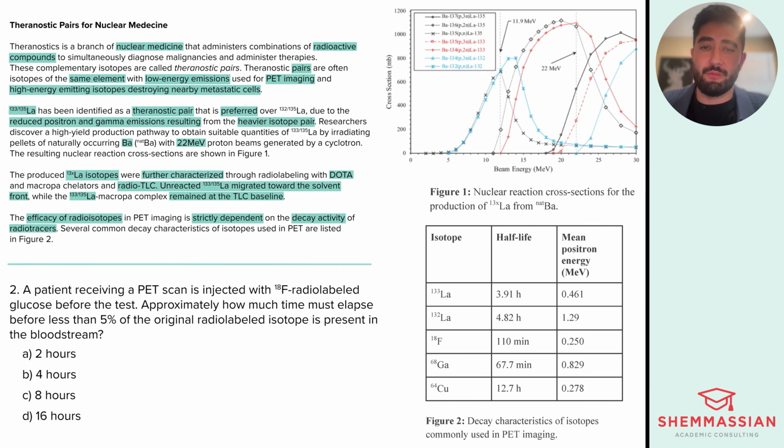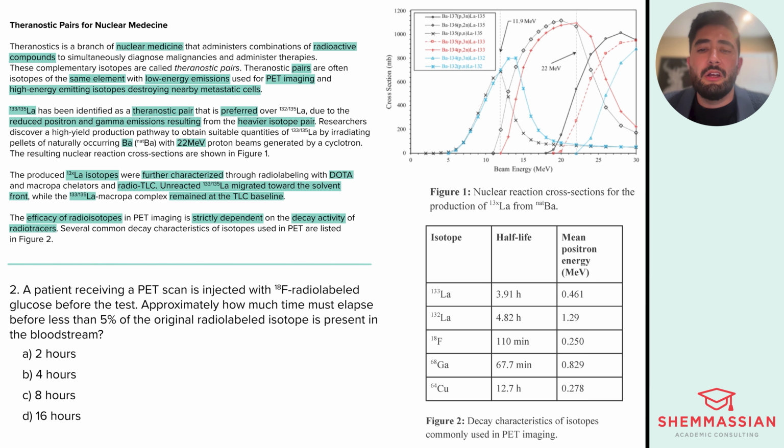Another thing that should seem pretty pertinent is that it talks about fluorine-18. Where else in the passage did we talk about fluorine-18? Only one place, and that place would be figure 2. And so when we're doing this question, we're just thinking about how many half-lives would lead to less than 5%.